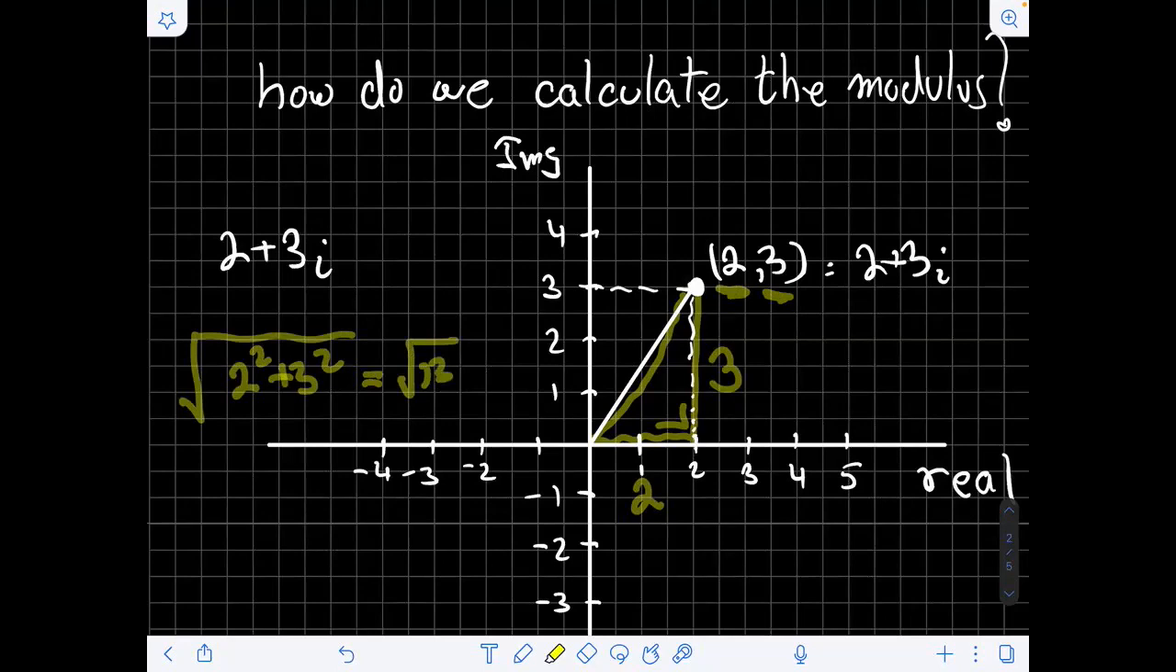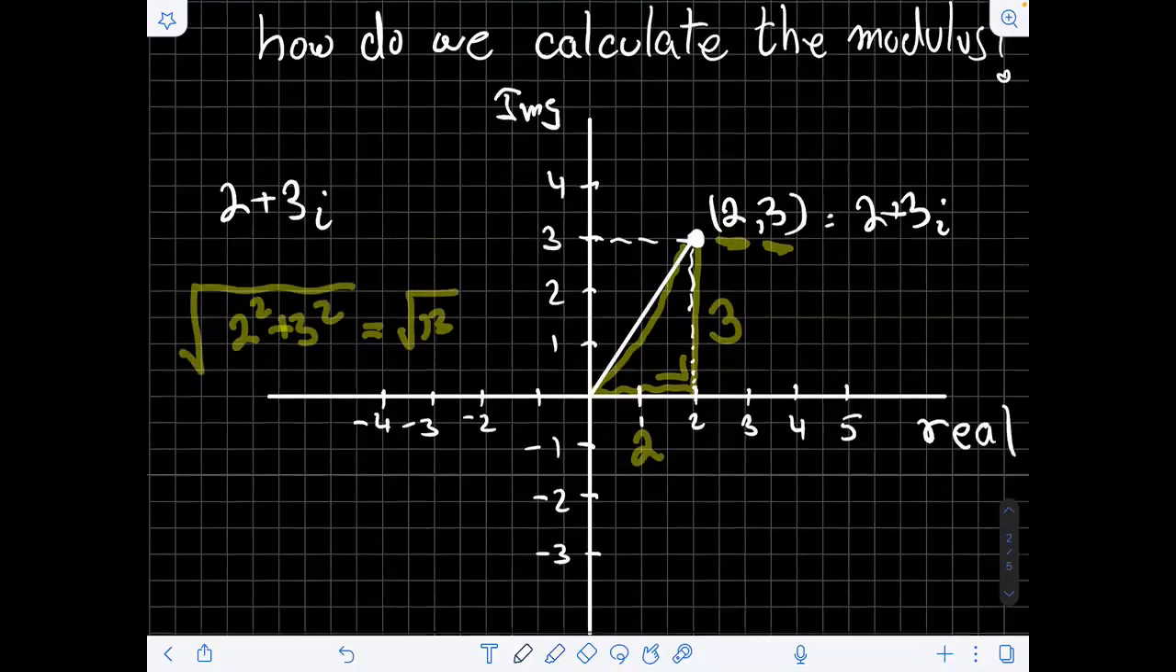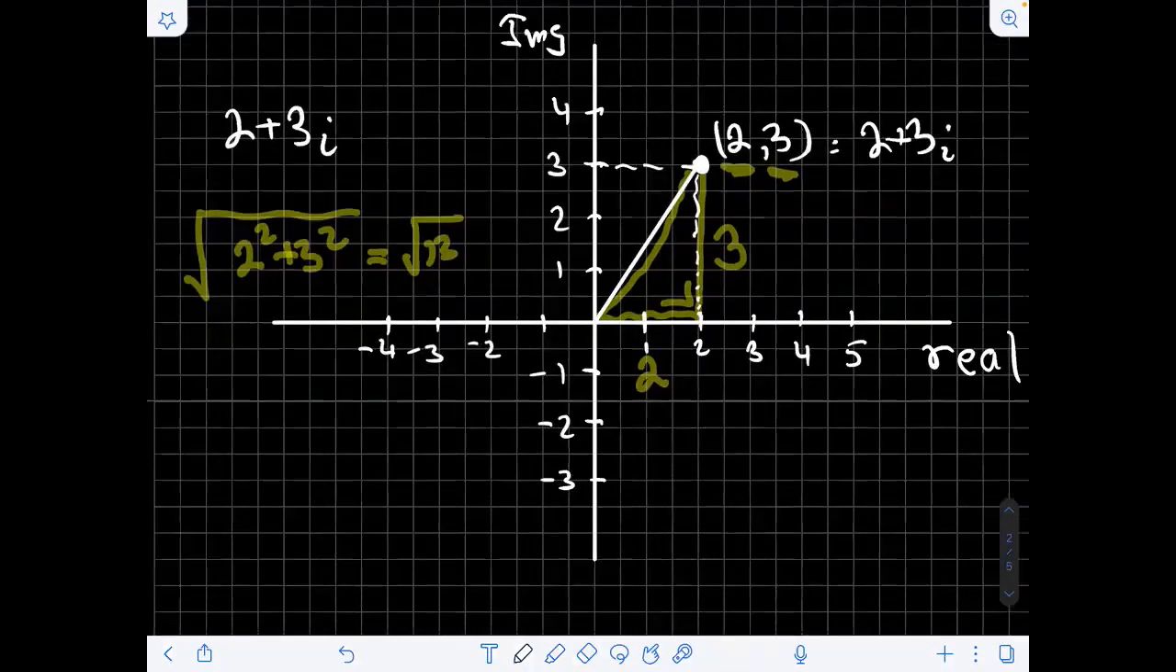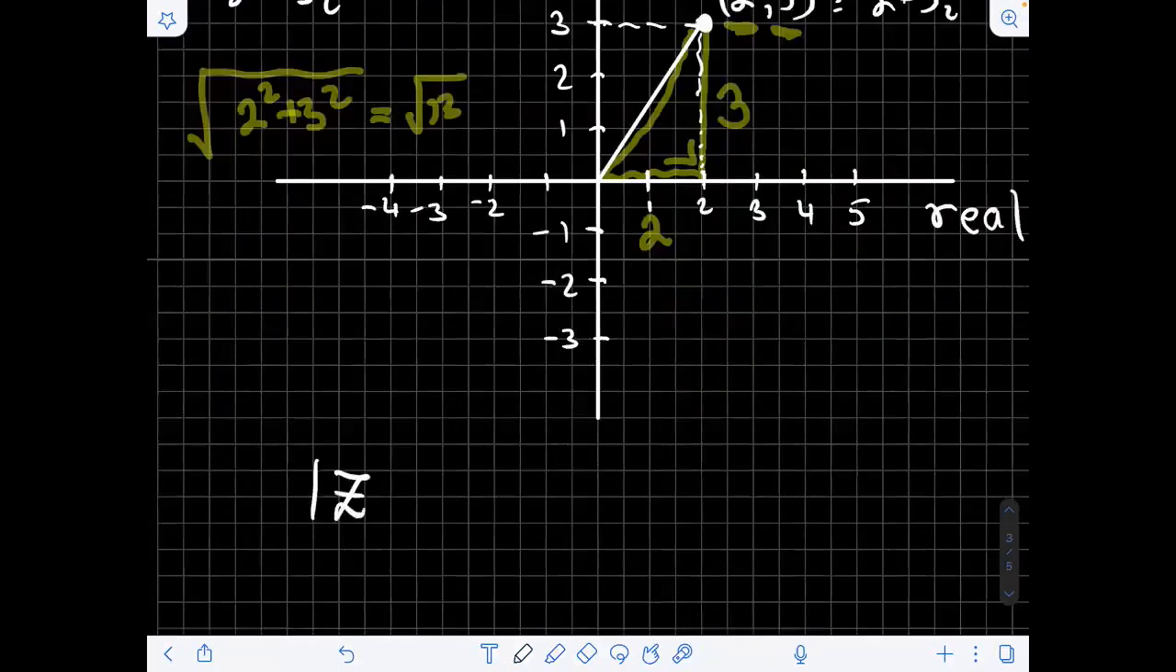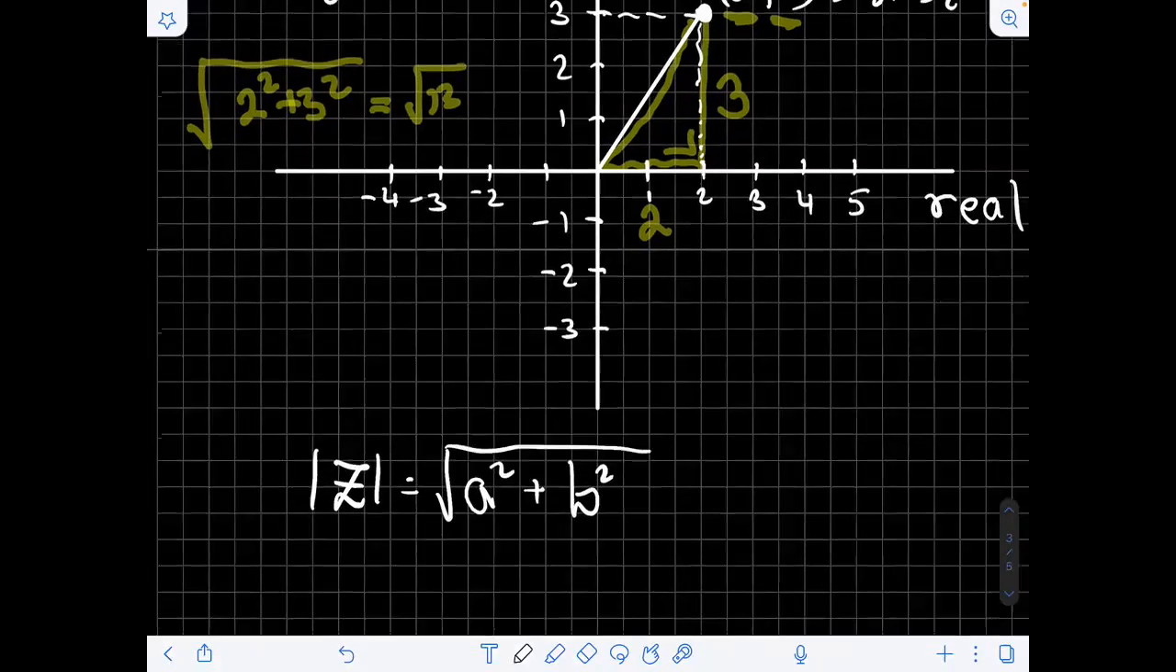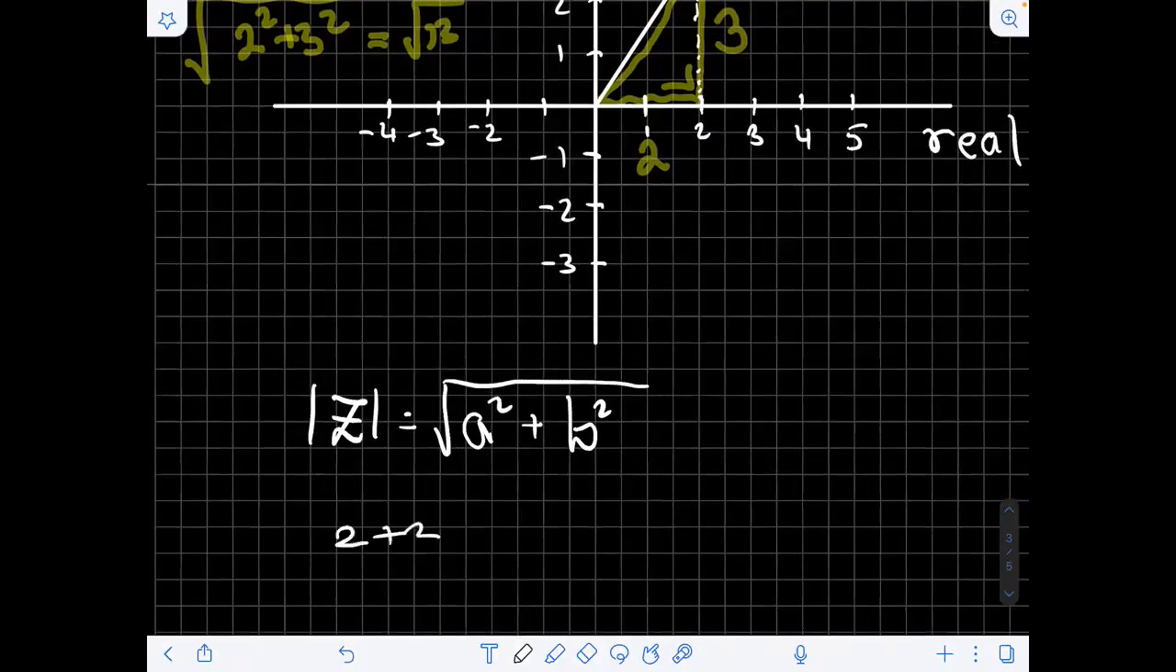But every time we want to calculate the modulus of a complex number, we don't actually have to go and draw a triangle and so forth. We already understand that it's always going to be Pythagoras. So the modulus of Z is always the square root of the real part squared plus the imaginary part squared. For example, for 2 plus 3i, the modulus is the square root of 2 squared plus 3 squared.